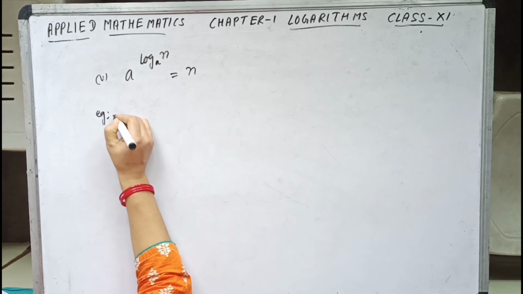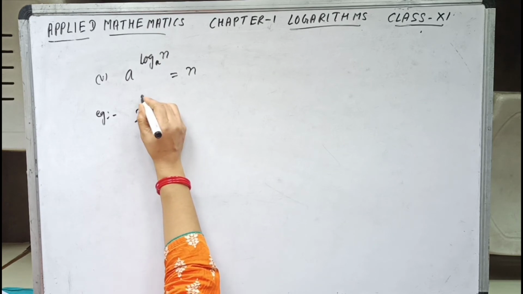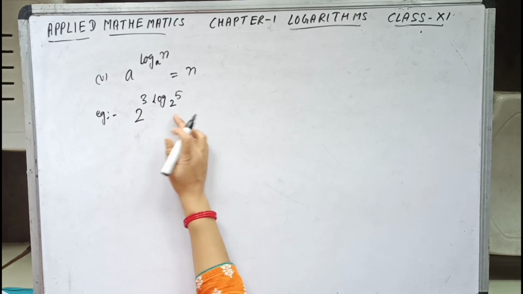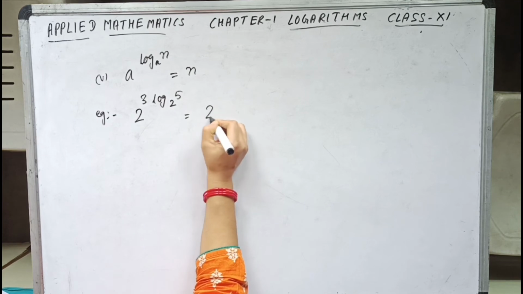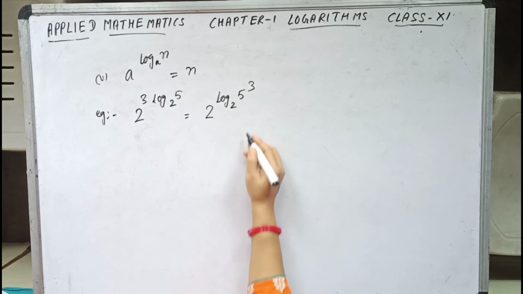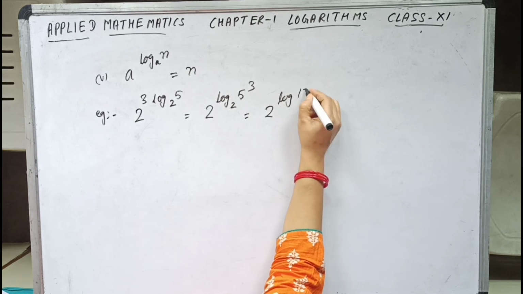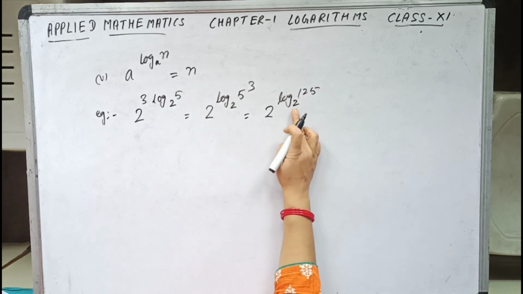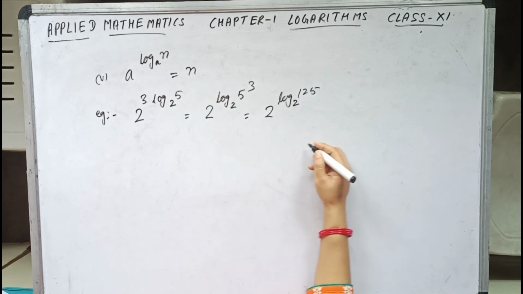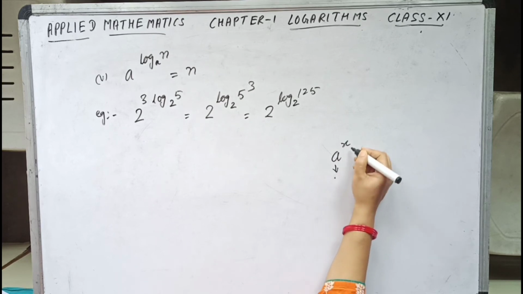For example, let us understand it. Suppose the question is find the value of 2 to the power 3 log of 5 base 2. This 2 is the same, but this 3 I have to remove, so I will write this as log of 5 power 3 base 2. So this will be equal to log of 125, 5 times 5 times 5 is 125, log of 125 base 2. Now this base 2 and this one are the same. You can understand that whenever we write a number in the form of an exponent, this is called the base and this is called the power.